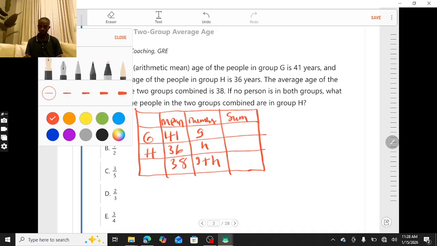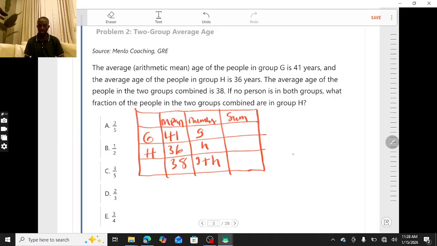I can see that. Okay, so we notice here that we have situation G and H. For G we have 41 years, and for H we have 36 years, but the combined average is 38. One thing that is very important is that we can't add two averages together. Adding averages together doesn't really make sense. Any other column here can be added, the sum can be added, the number can be added. But what is the number here? It's like what we called time.